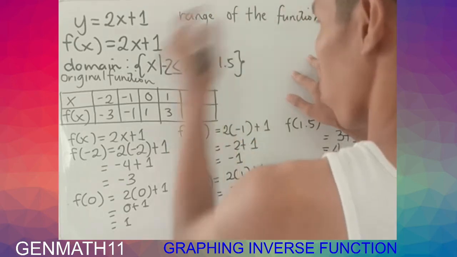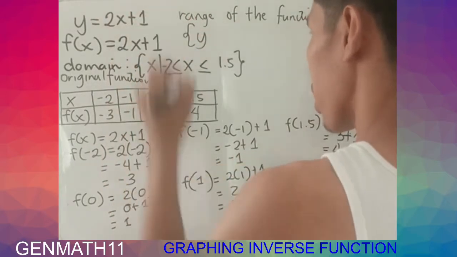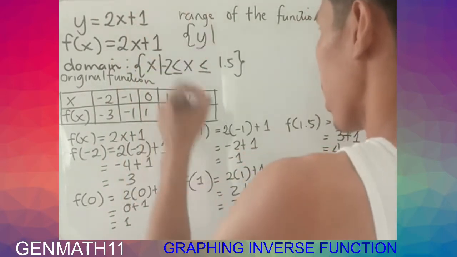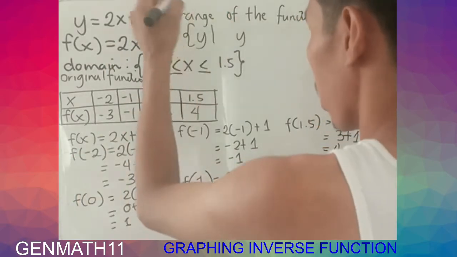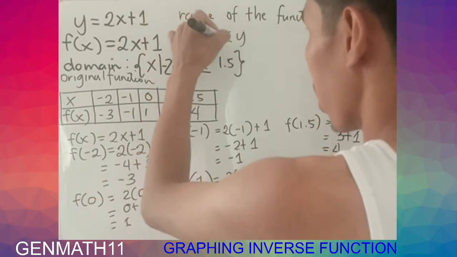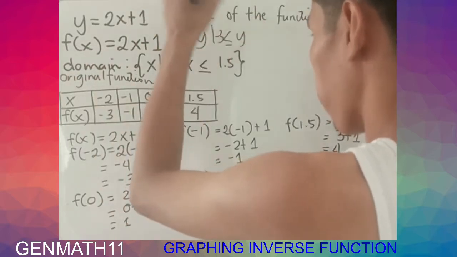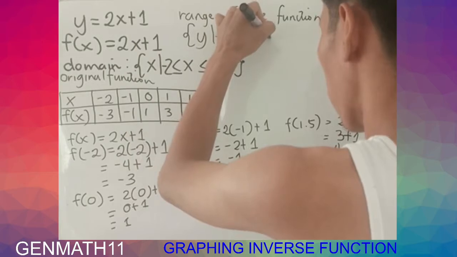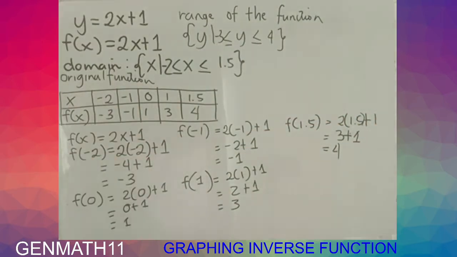Okay. So, gagawin lang natin itong y. So, y, then ganyan, then y is greater than or equal to negative 3, then less than or equal to 4. Okay? So yan yung ating magiging range natin.